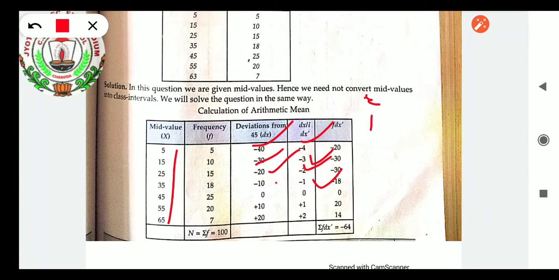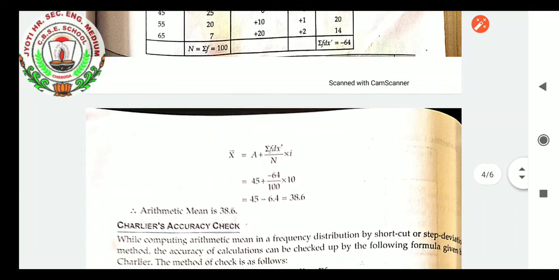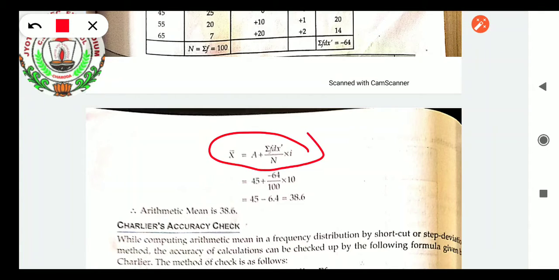So we have the answer. Now we will multiply all f into dx dash, and we get the answers of this particular calculation. So this is the way the mean formula will work. Mean equals a plus sum of f dx dash upon n into i. That is the step deviation formula.